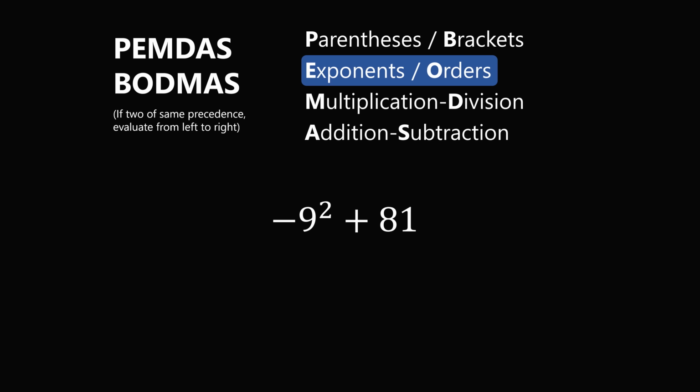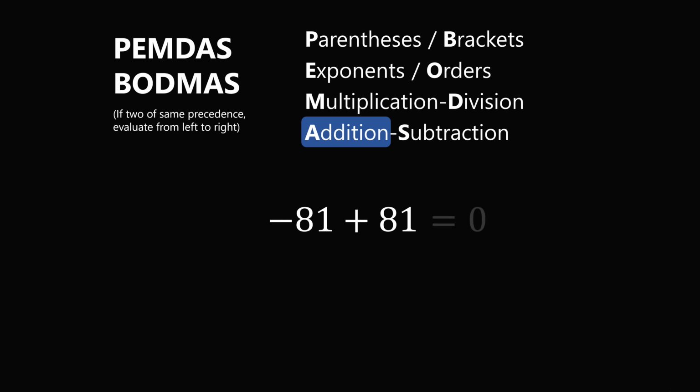In this expression, we first evaluate the exponent. So we have 9 squared, which is equal to 9 times 9, which equals 81. We then have the opposite of 81 plus 81, so we have an addition, and that's equal to 0. And that's the correct answer.